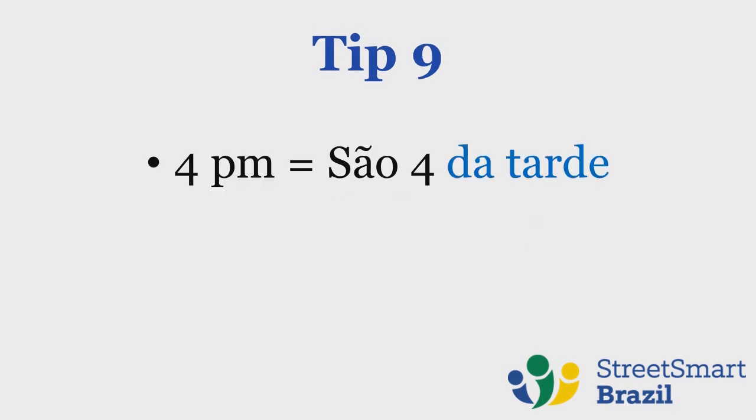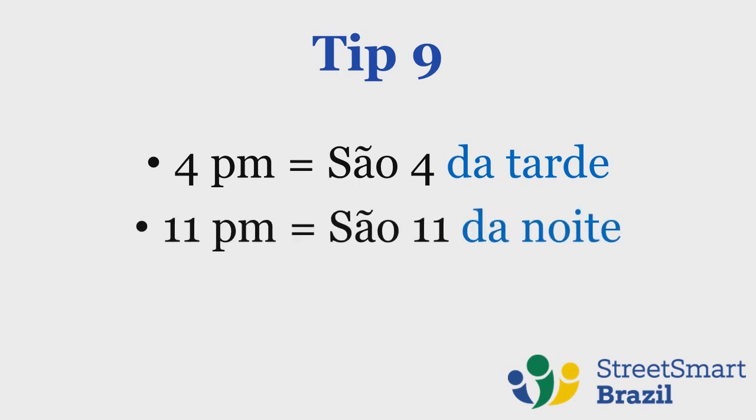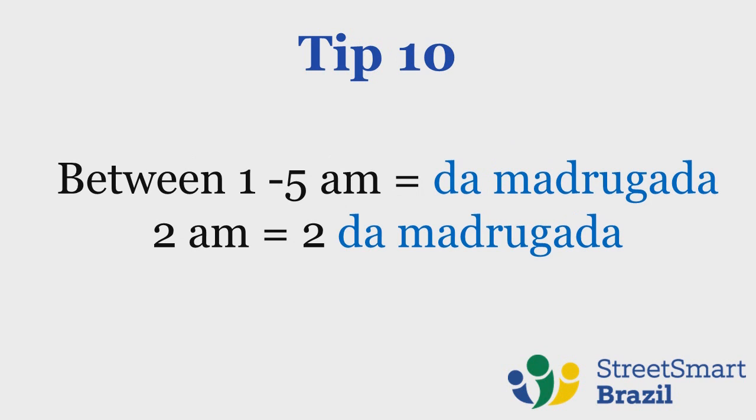For the PM, we actually have 2 ways to say it. For the afternoon, da tarde. São 4 da tarde. For the evening hours, da noite. São 11 da noite. And here's one that I really like a lot. For the times between 1 and 5 a.m., we actually have a specific word. We call that time madrugada. So if you're saying 2 a.m., you say 2 da madrugada.